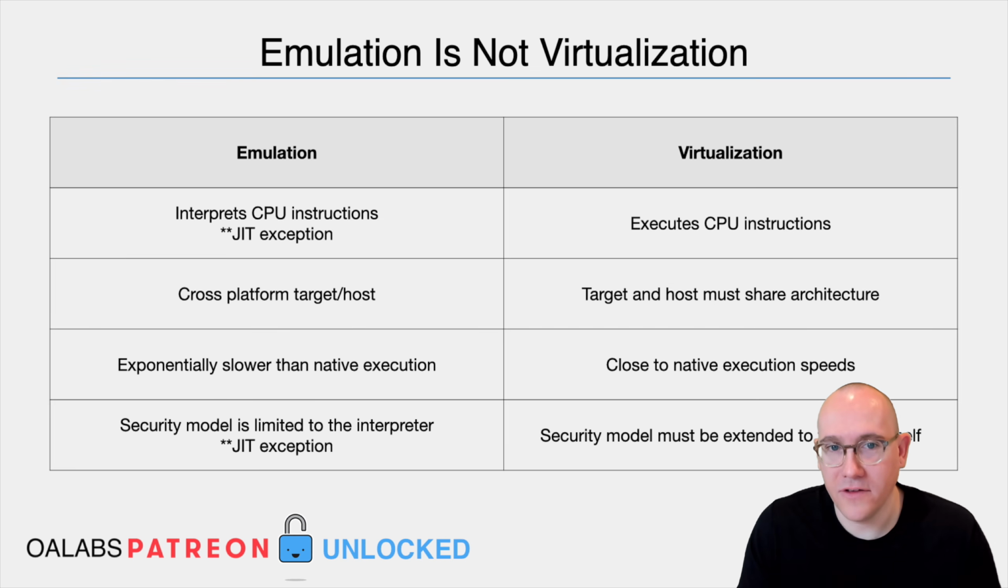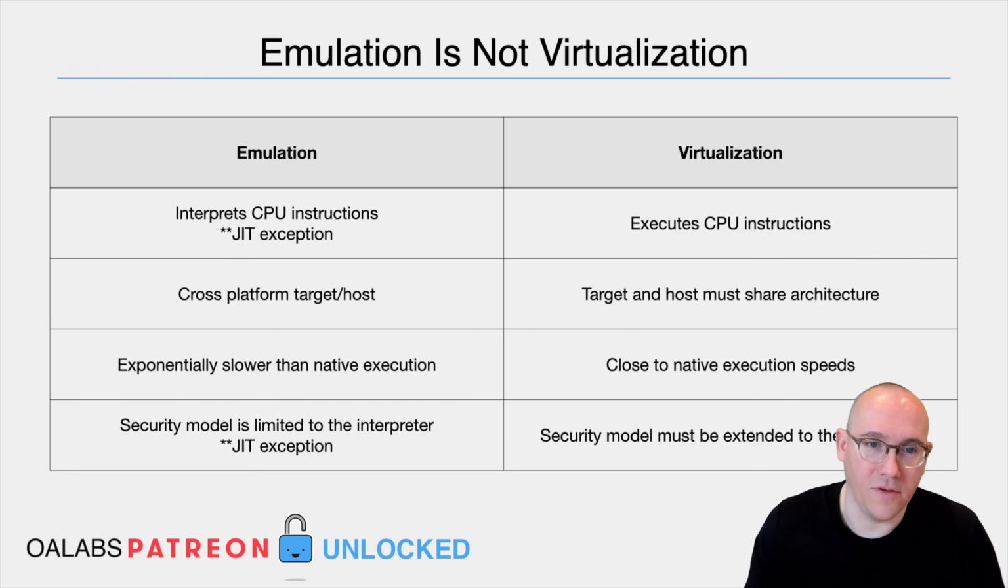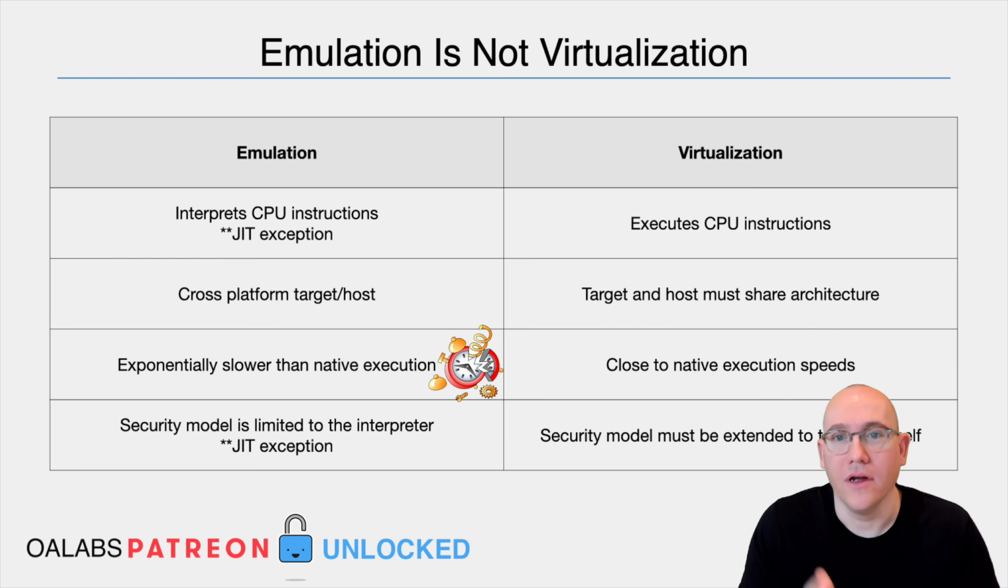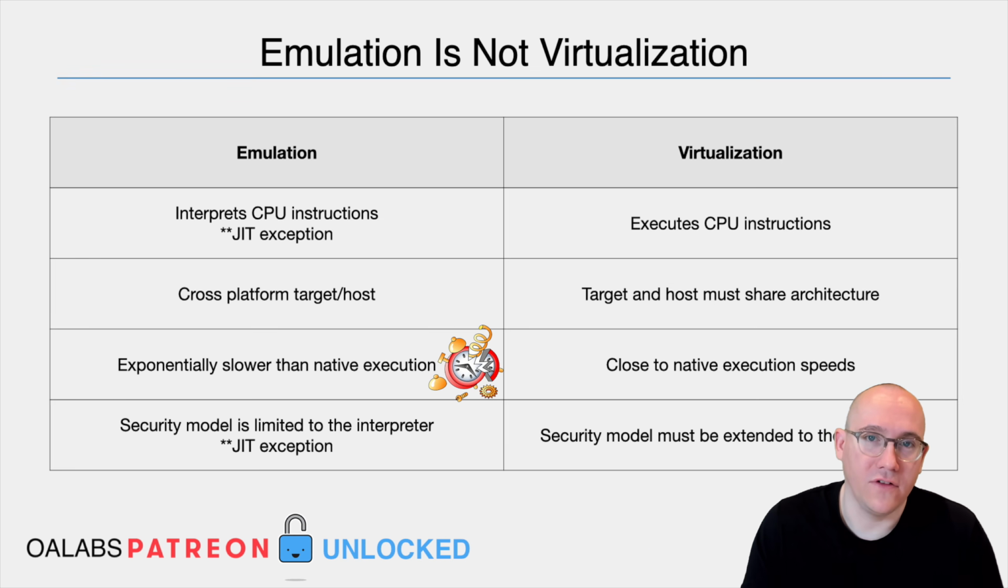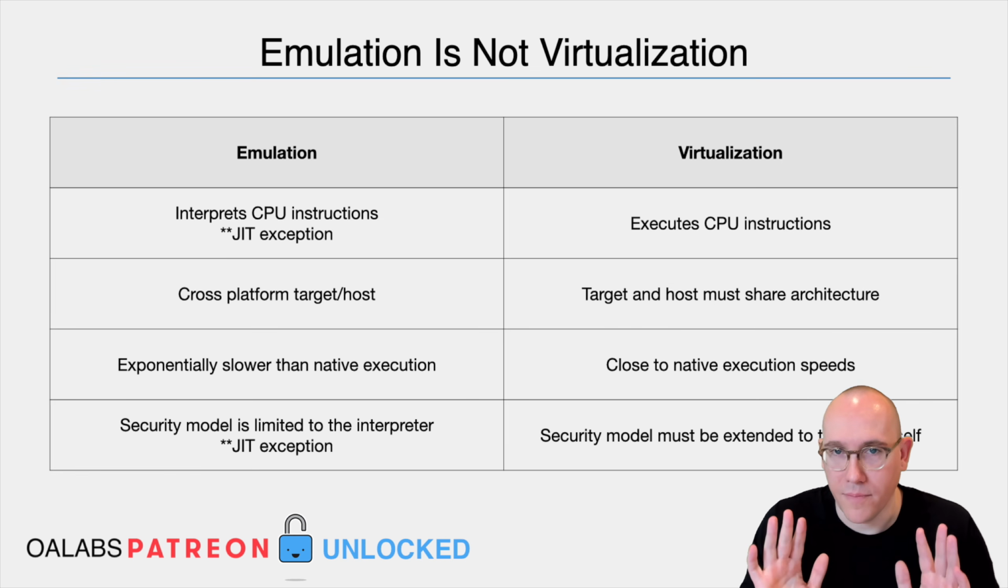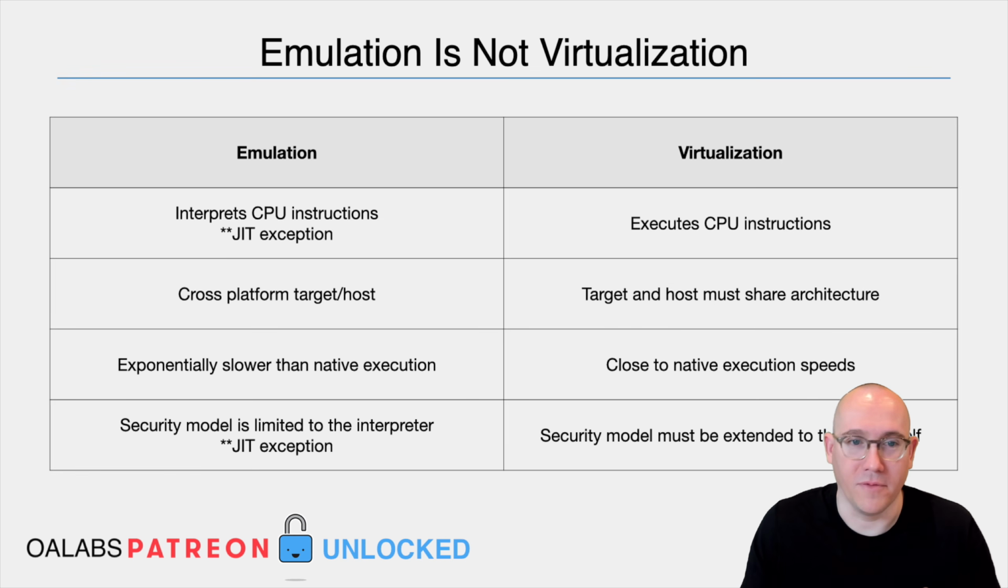Now, because emulation is an interpreter and it's not executing natively on the CPU, it is way, way slower, exponentially slower than virtualization. Virtualization is close to native speeds if done right. Emulation is much, much slower. Now, we will talk about how some frameworks have gotten around this and sped things up quite a bit, but let's just leave that for right now. The speed difference is astronomical.